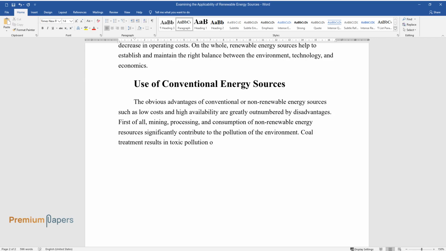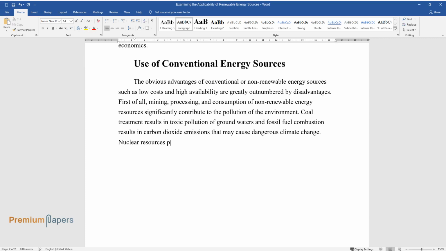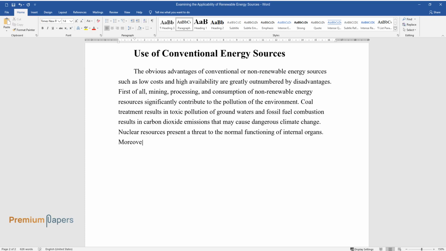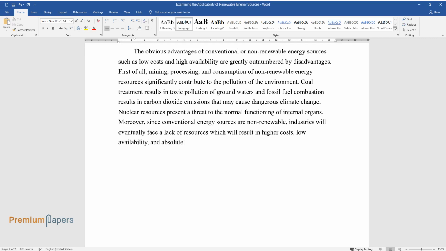Coal treatment results in toxic pollution of groundwaters, and fossil fuel combustion results in carbon dioxide emissions that may cause dangerous climate change. Nuclear resources present a threat to the normal functioning of internal organs. Moreover, since conventional energy sources are non-renewable, industries will eventually face a lack of resources which will result in higher costs, low availability, and absolute depletion.